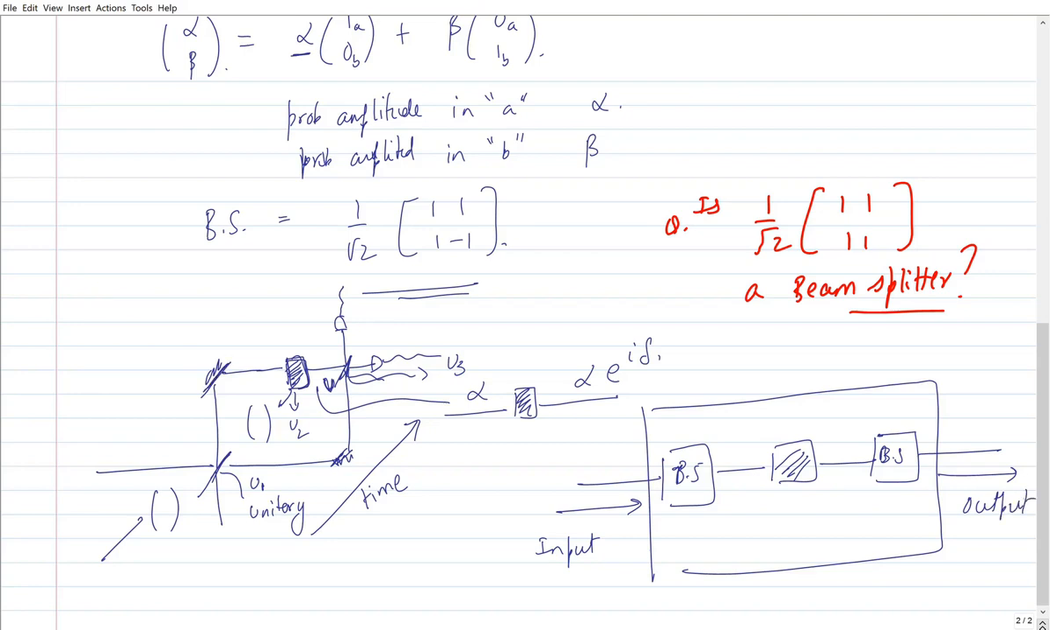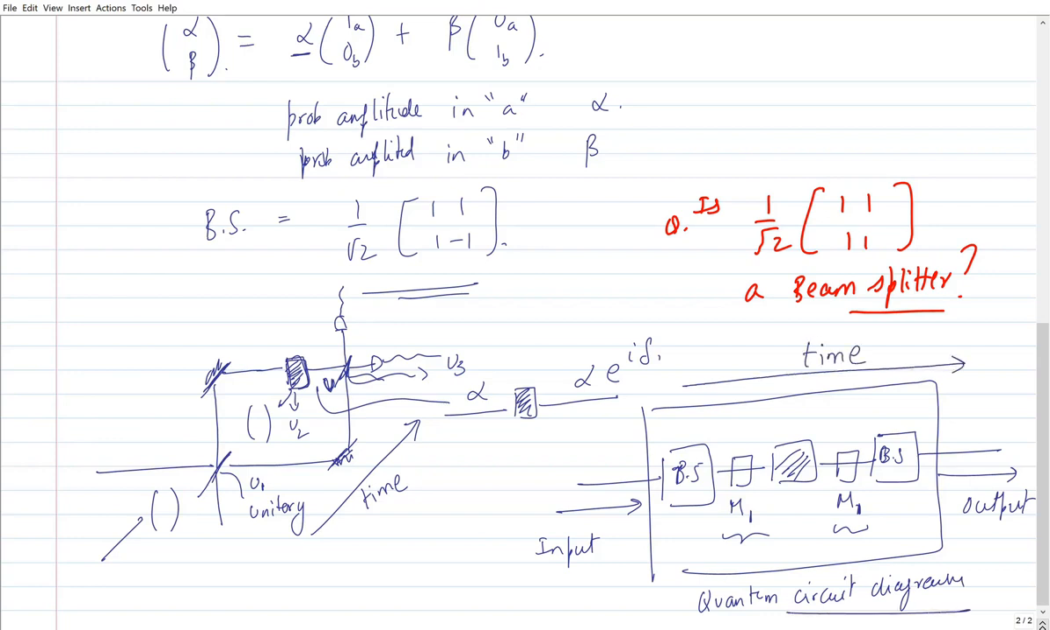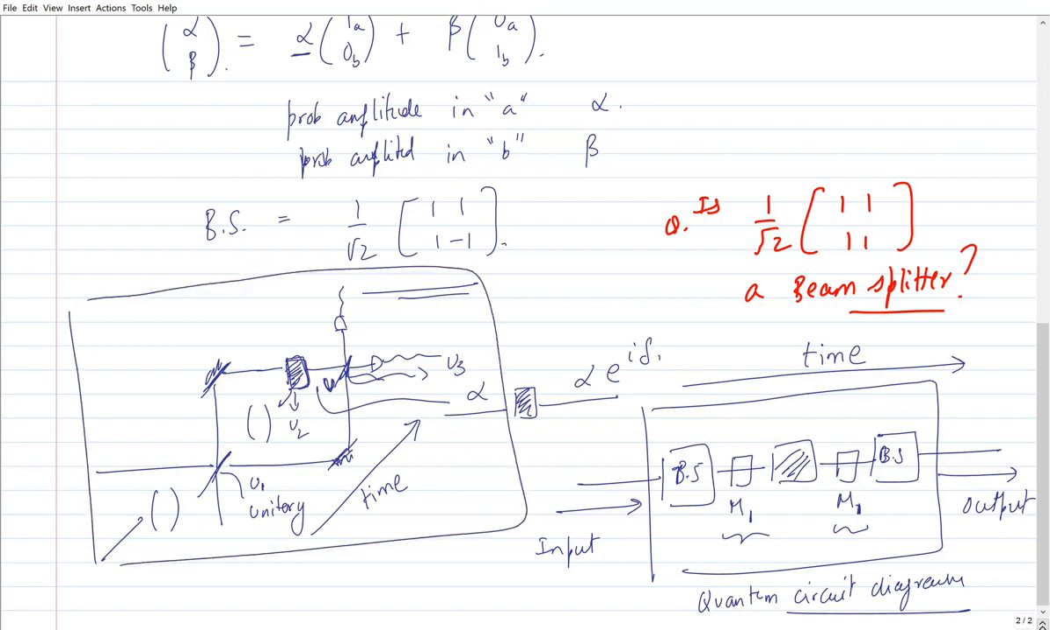I forgot to include the mirrors, but you can put the mirrors over here. They're going to be another operation. So this is going to be mirror M1, mirror M2, some other unitary processes. So that essentially is called a quantum circuit diagram. We'll be seeing these in more detail, but a quantum circuit diagram is sort of a flow chart where the time is flowing in this direction, telling you what exactly is happening in a Mach-Zehnder interferometer or a Mach-Zehnder quantum computer.